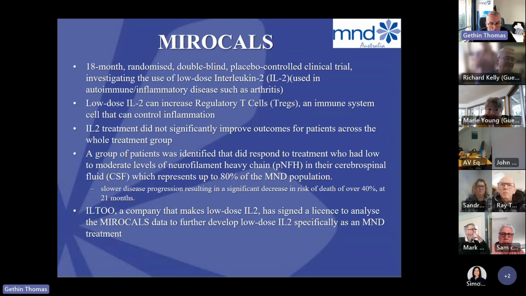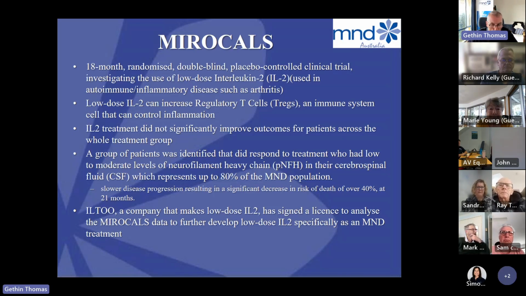A trial called Miracles just finished at the end of last year, and it's studying a drug called low-dose interleukin-2. There's a type of cell called regulatory T cells that regulate your immune system. The immune system drives inflammation and protects you from diseases and bugs. Inflammation is how the immune system destroys cells it doesn't want in the body, and destroys foreign bodies. The problem is when inflammation gets out of control, it can harm good cells, and this is what happens with neuroinflammation: inflammation has got out of control and it's harming your brain cells.